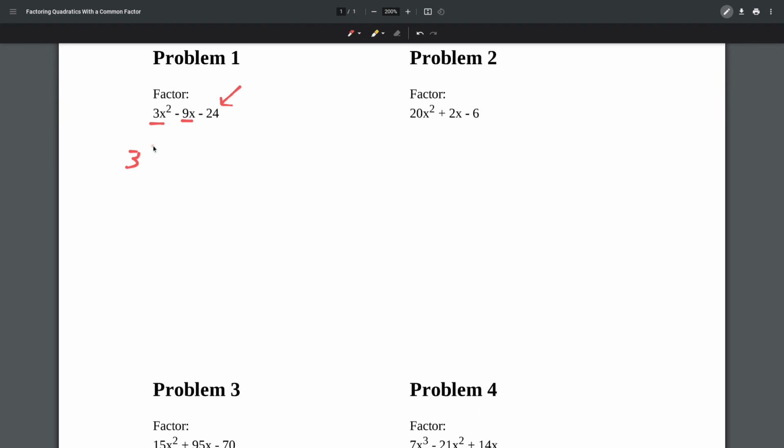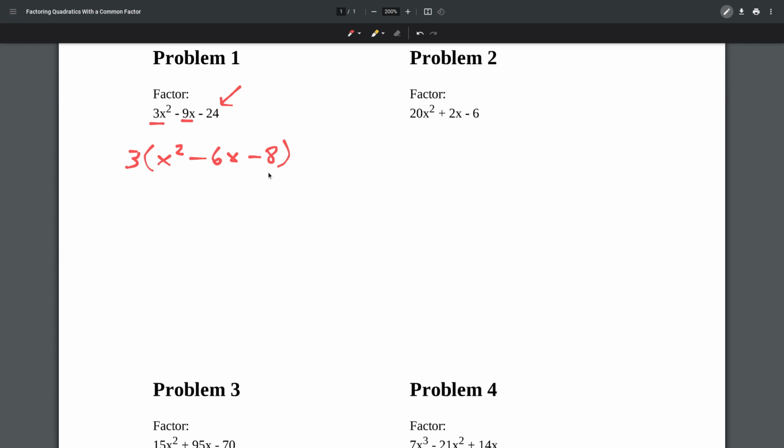So when I do that, I get 3 times x squared minus 6x minus 8. Okay? So now I'm looking at this and I go, okay, could I factor this further?